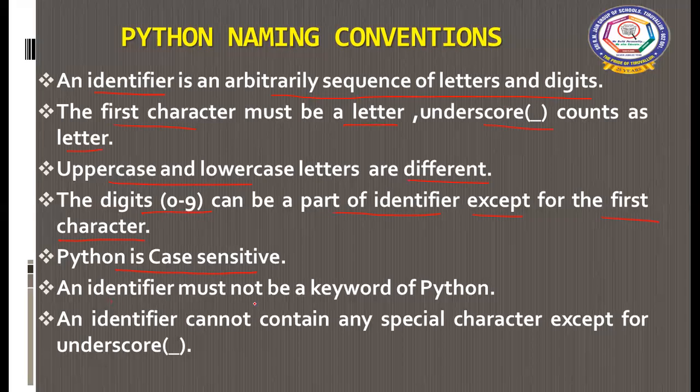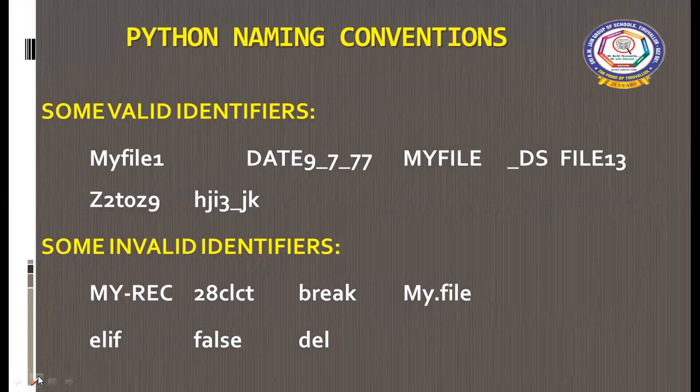An identifier must not be a keyword. Keywords contain a special meaning, so those keywords cannot be used for naming a variable, or used as an identifier. An identifier cannot contain any special characters. So in naming a variable or a function, the name should not contain any special characters except the underscore symbol. Let us see some valid and invalid identifiers.